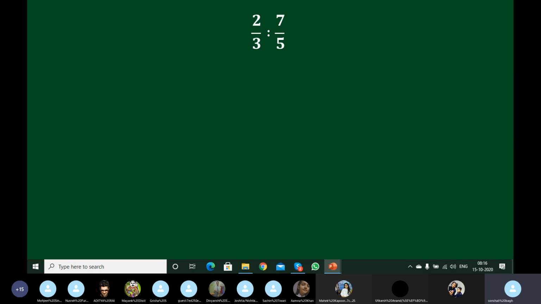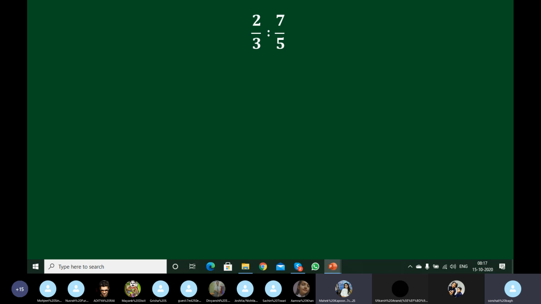What is the value of A? 2 upon 3 is to 7 is to 5 is the number given. Can you tell me what is the value of A? What is the ratio of A? Quantity A, small a. Or we can say, what is the first term here?